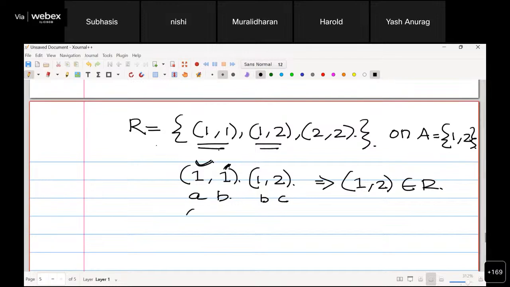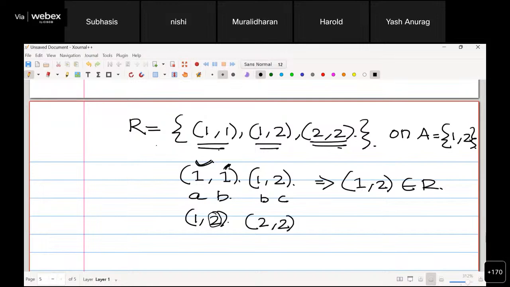Next let me go to 1 comma 2. As you can see, I cannot take 1 comma 1 here, because here the first element is 1, and here the second element is 1. They are not matching, so this is not a suitable candidate. So I have to go to 2 comma 2.